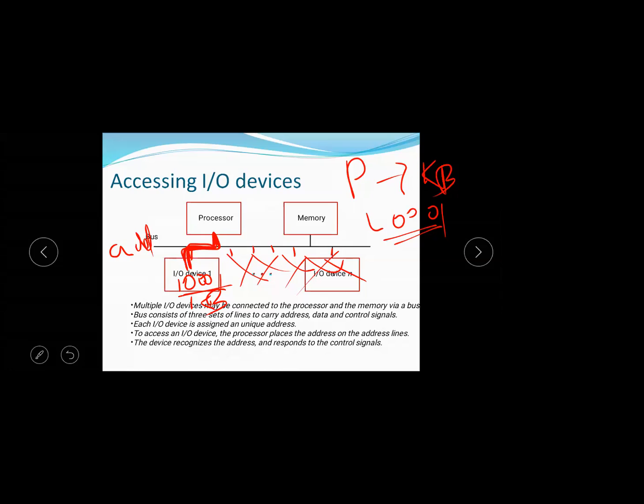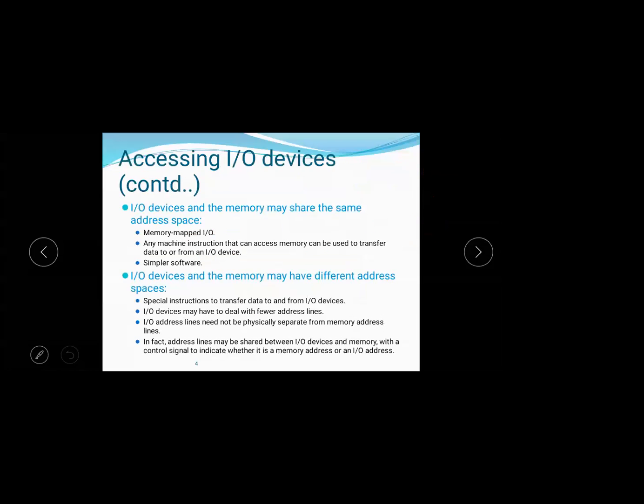First, the processor is establishing a path to the device. The processor is establishing a path by using the address lines. Very clear? The bus lines consist of 3 lines: address line, control line, data line. The address line is used to establish a path between the device and the processor. This is how the path is established. Okay, next one.